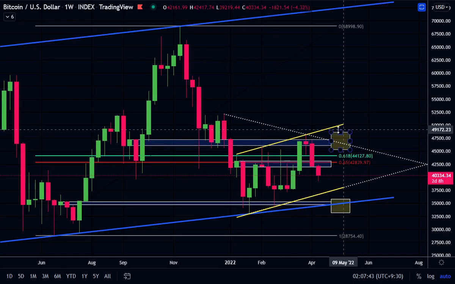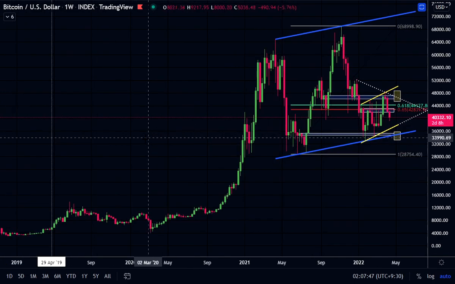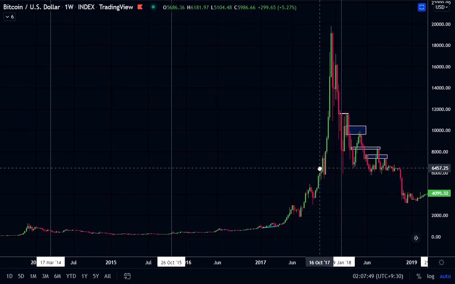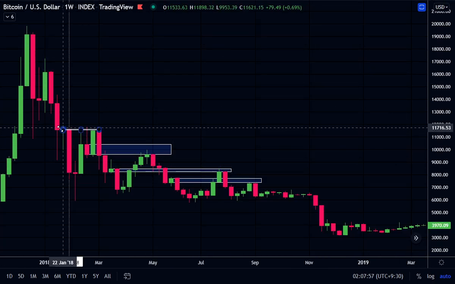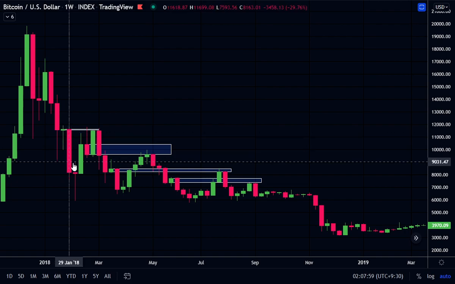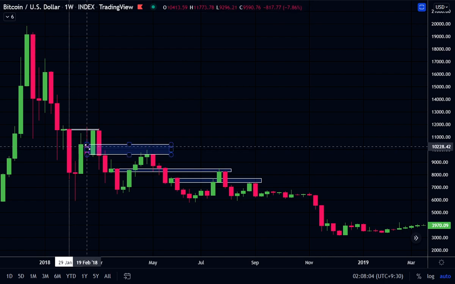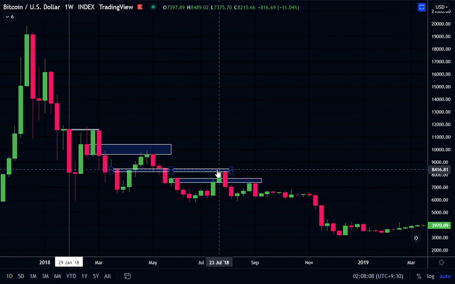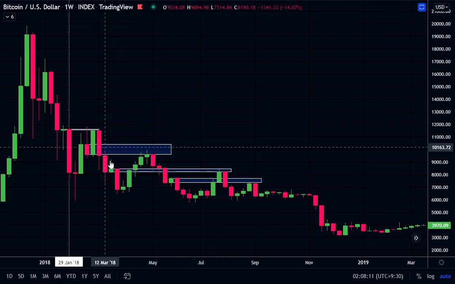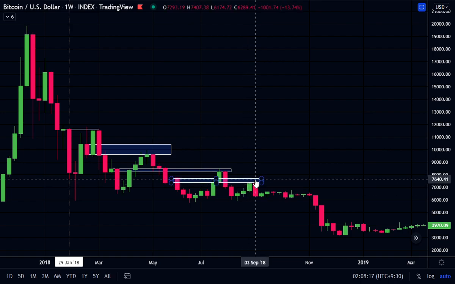And also with that resistance at this order block from this previous candle, it does look similar to 2018, where all of these dead cat bounces got resistance on previous weekly order blocks. We see the next dead cat bounce here got resistance on this order block from this red candle in an uptrend. The next dead cat bounce here got resistance on this order block from this green candle in a downtrend. And this dead cat bounce here got resistance from this order block from this green candle in a downtrend.